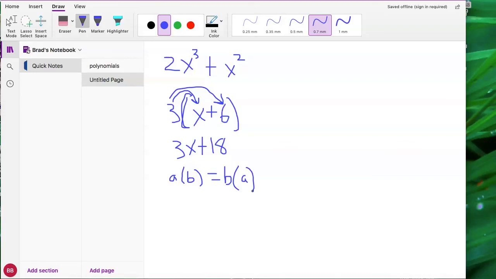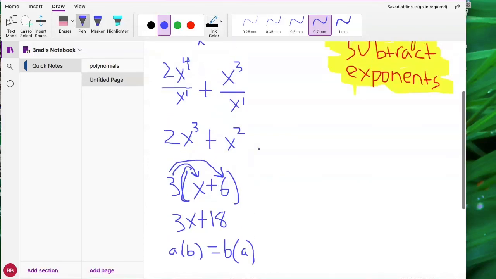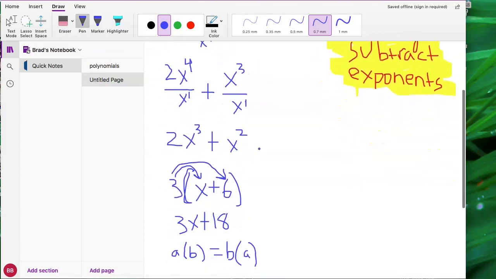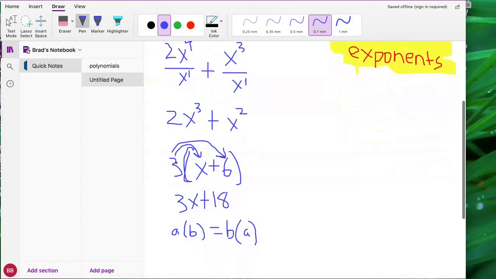So that's commutative property, and that's all we got for this video. If you can only remember one thing: when dividing, subtract exponents. If you can remember two things: distributive property, which means multiply times both of the things inside the parentheses. If you can remember three things: A times B equals B times A. That's commutative property.